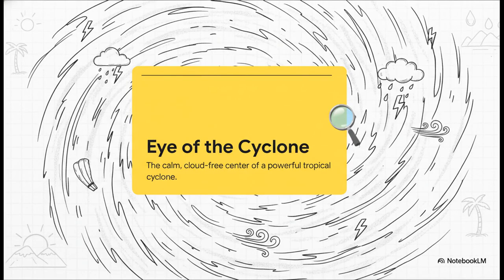Here's a key term that pops up a lot: the eye of the cyclone. It's this really weird, totally calm and cloud-free spot right in the dead center of a massive spinning storm. It's like a moment of peace in the middle of absolute chaos.